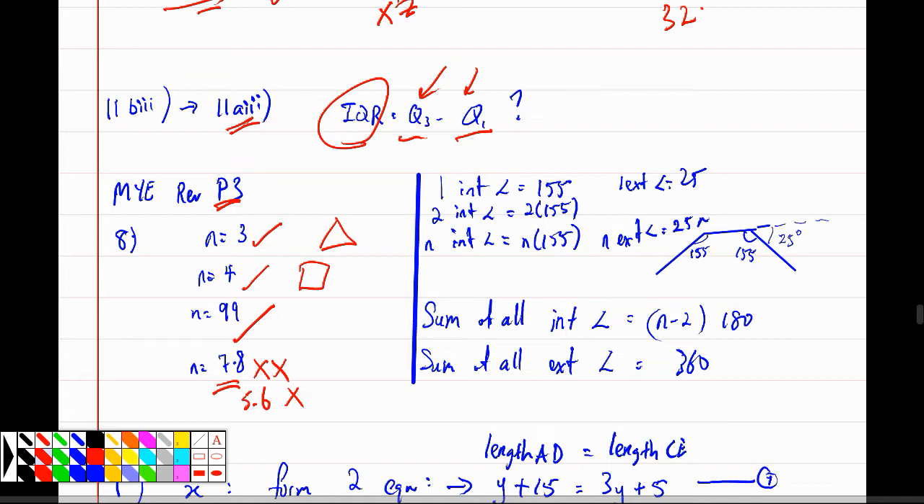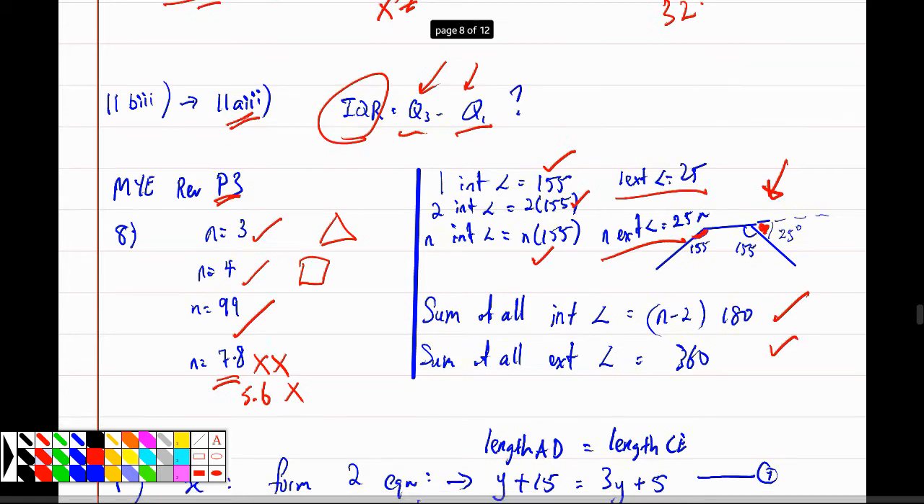Now we look at this diagram. Interior angle is 155, exterior angle is 25. So if one interior angle is 155, 2 will be 2 times 155, n will be n times 155. If I look at exterior angle, one exterior angle 25, and n exterior angles will be n times 25. And you will know this formula as well. Can you equate something? Try. Then we go through tomorrow.